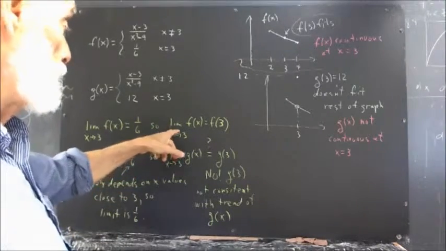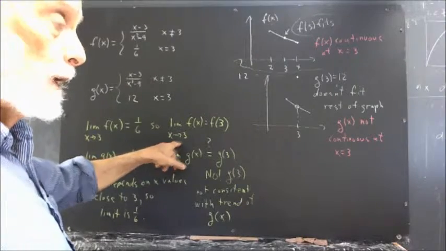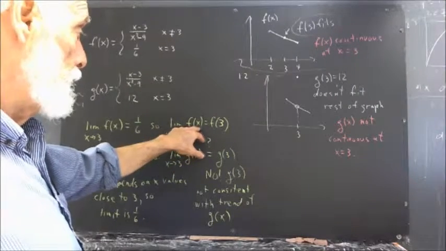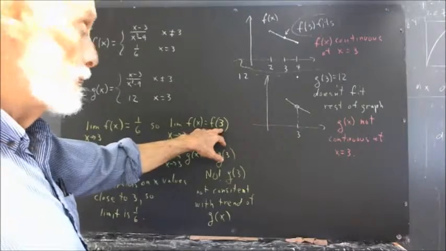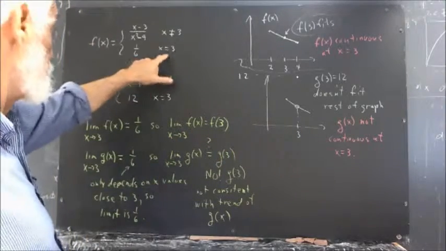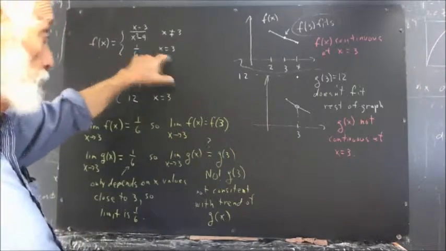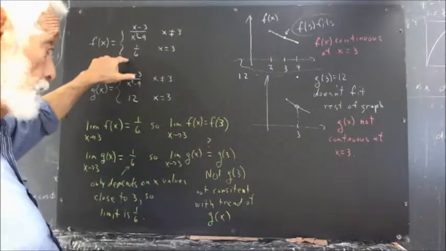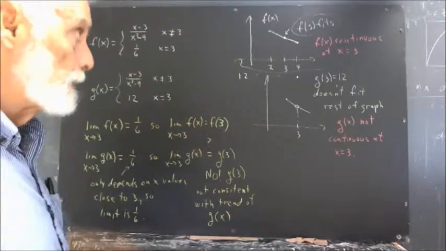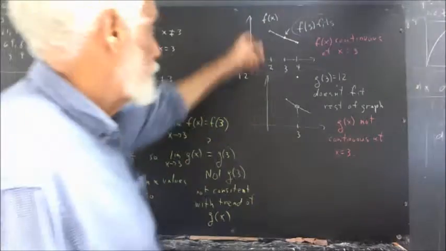So we can say then that the limit as x goes to 3 of this function is equal to the value f of 3, because f of 3 is defined to be 1/6. When x is 3, this function is 1/6. It's equal to its limiting value. So that fits the function.